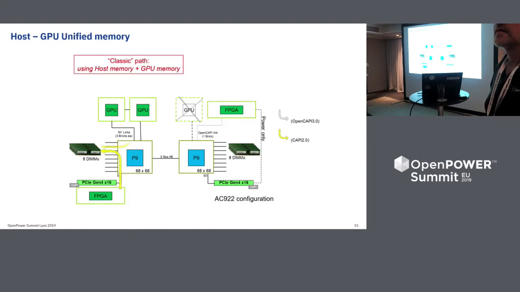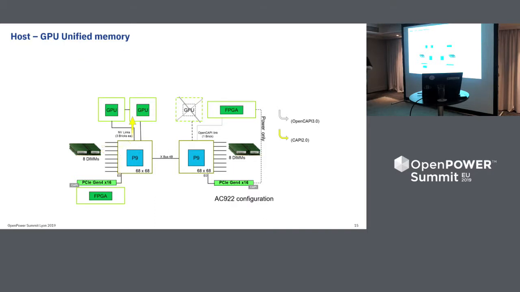So the first thing is, normally you take data from the FPGA, you push it to the host memory, and then the NVIDIA driver, for example, takes the data and does a CUDA memcopy right to the GPU memory.